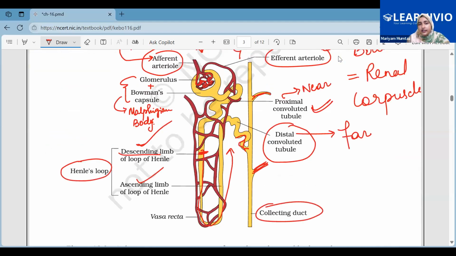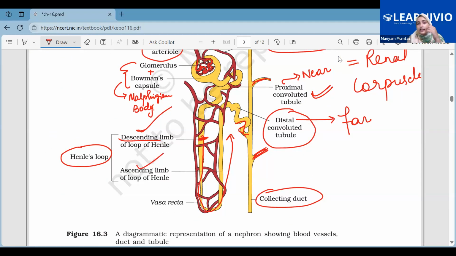Okay. Now, the efferent arteriole. If you see over here, on these yellow portions, you see the red portions coming through, forming a network on top of it. Do you see that?